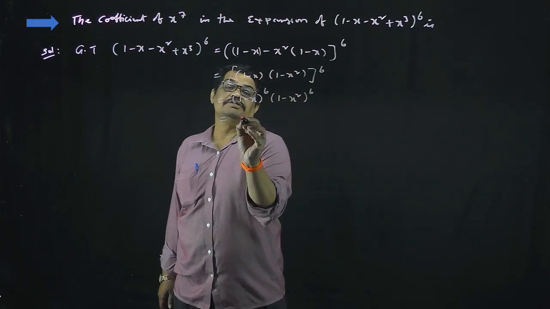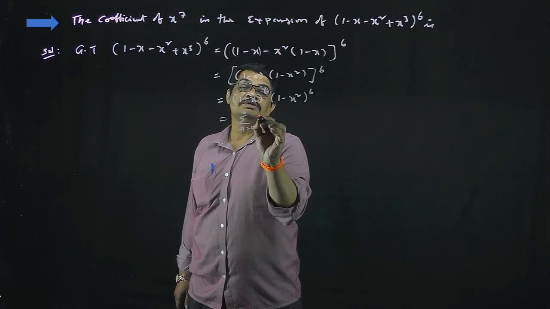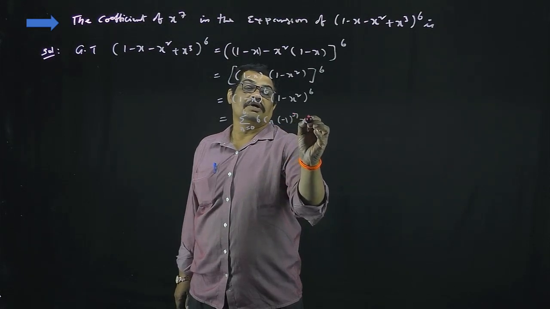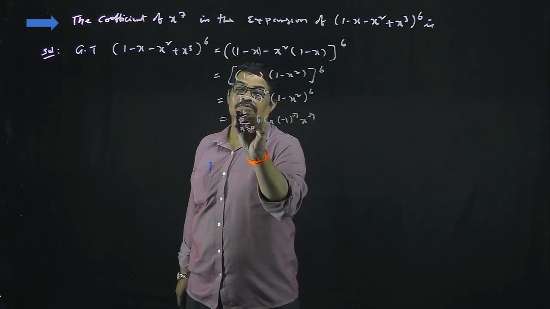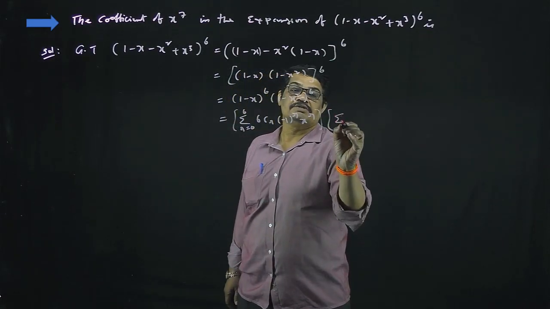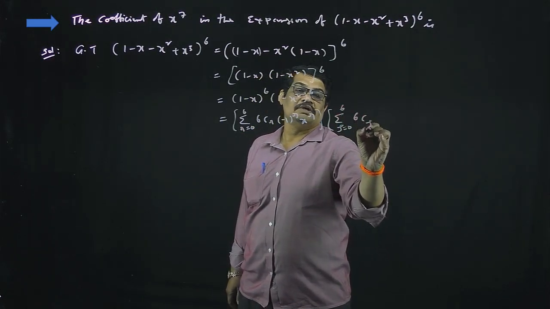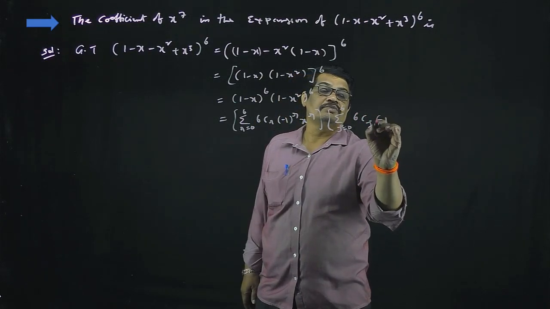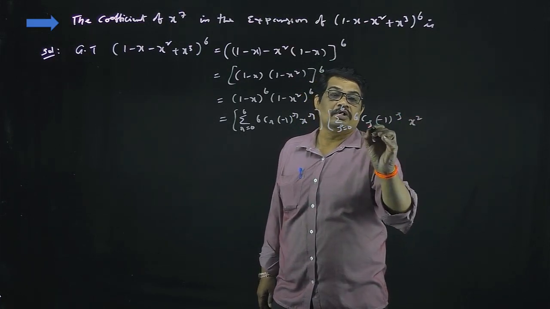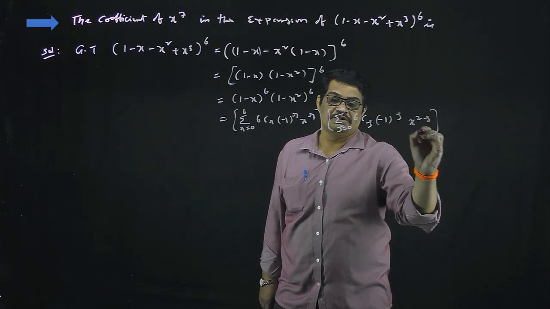Now we are writing this in the sigma notation. So here r equals 0 to 6, 6Cr (-1)^r x^r. So this is the expansion. For the second term we take sigma s equals 0 to 6, 6Cs (-1)^s (x²)^s, that is x^(2s). Okay, this is the expansion.